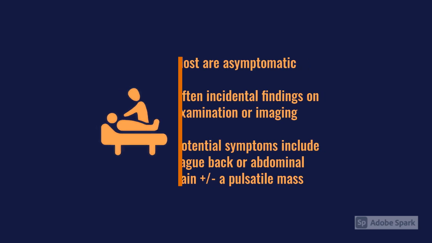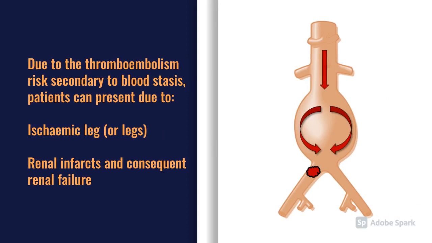There is a risk of thromboembolic disease, as I mentioned earlier. Patients can actually present with an ischemic limb as you throw off a clot. Rarely they can present with acute kidney injury or renal failure. If you have a suprarenal or a thoracic aneurysm, you throw off a clot to obstruct one of your renal arteries, and you can infarct your kidney.